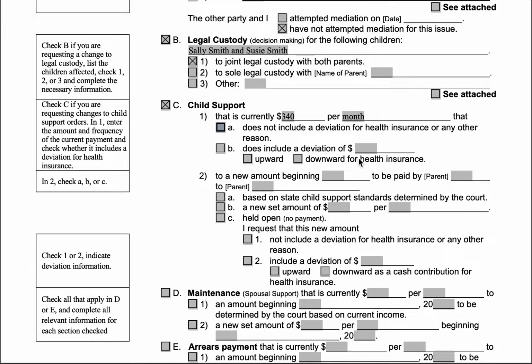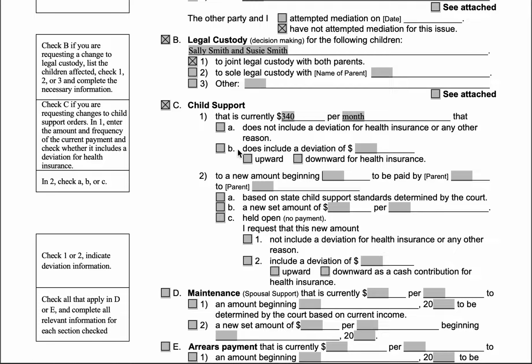As you can tell here, the most common reason for it to deviate is for health insurance. So if I pay for my child's health insurance, I may end up getting a little bit of a discount on my child support. If the other parent, the parent that I pay support to, pays for the child's health insurance, then I may end up paying a little bit more than that state standard number in child support.